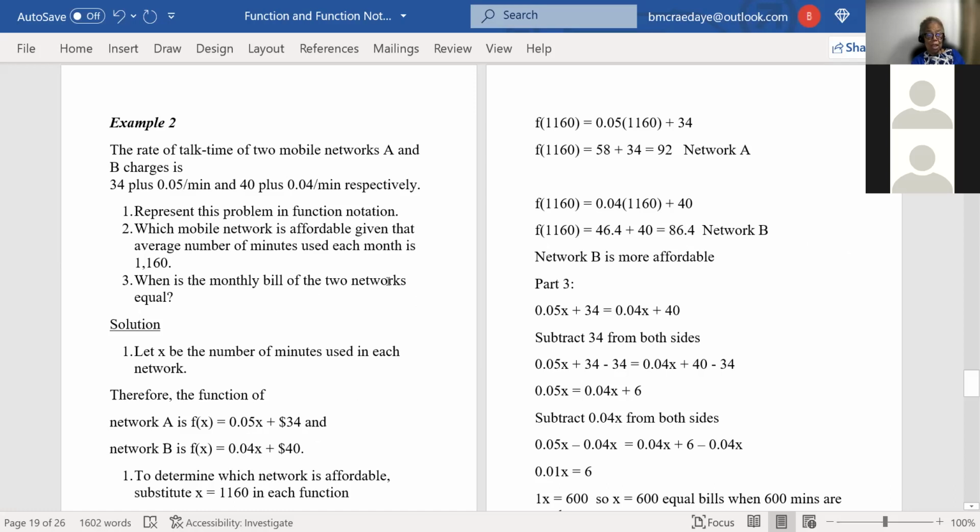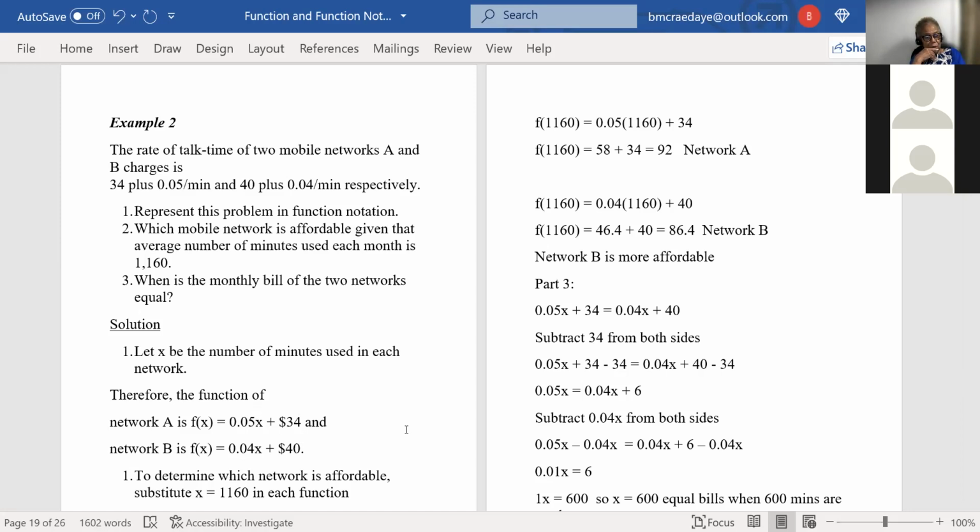Third part, when they're equal, set the functions equal, solve for the X, that's the number of minutes. So at 600 minutes, they're equal, right? Now, what does that 600 minutes cost? It's going to go back to your function. It's going to be 0.05 times 600 plus 34 for A, and it's going to be 600 times 0.04 plus 40 for B. See, these are all related, right?